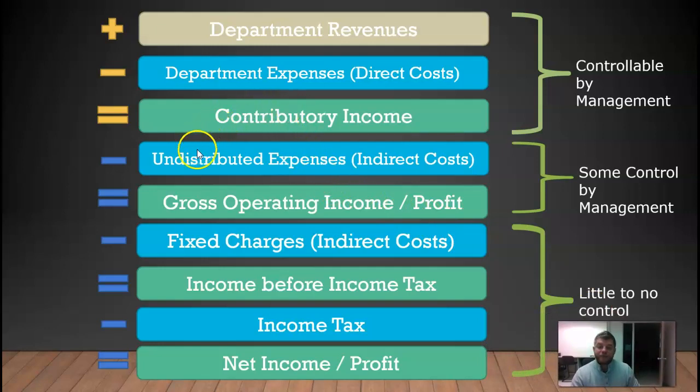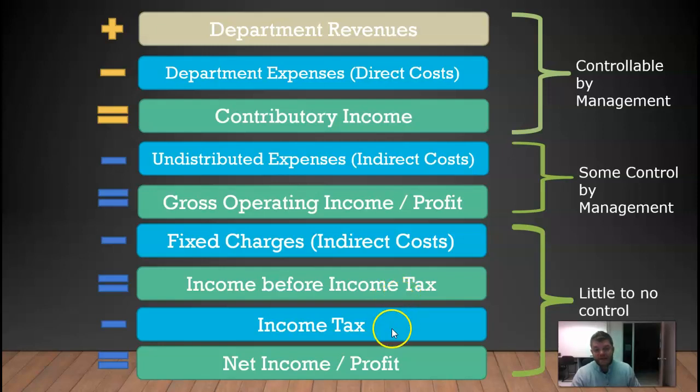Then from there, we subtract all the undistributed expenses, the indirect costs. This gives us a gross operating income or profit. Then we subtract all the fixed charges, so things that we have no control over, like the interest, the insurance, things like that. This gives us income before income tax.